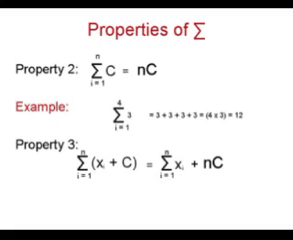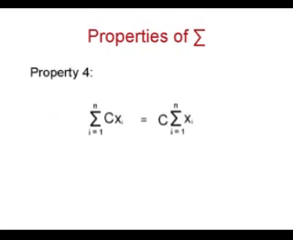Property 3 is a derivative of property 1 and property 2. This property indicates that the sum of x sub i plus c is equal to the sum of x sub i plus n times c. This equation is read as the sum of c times x sub i is equal to c times the sum of x sub i. If this notation seems confusing, try looking a little closer.